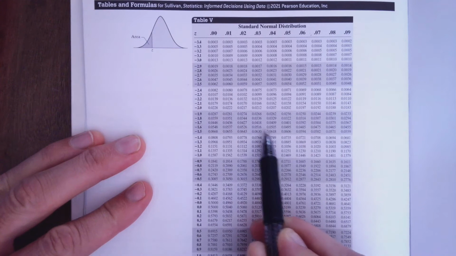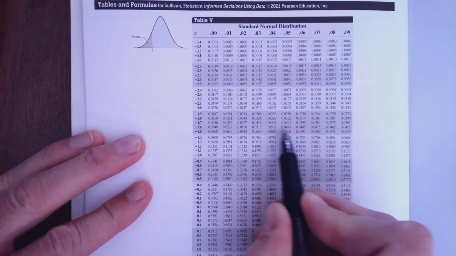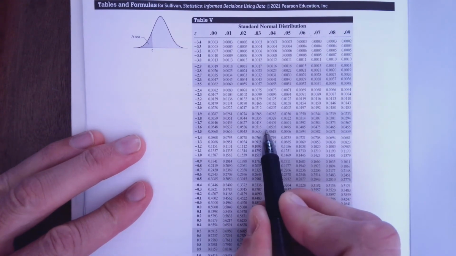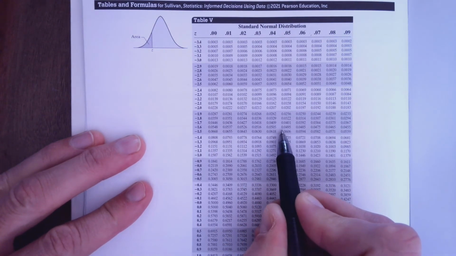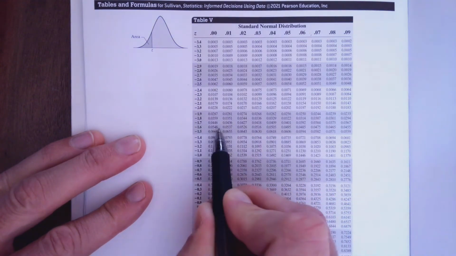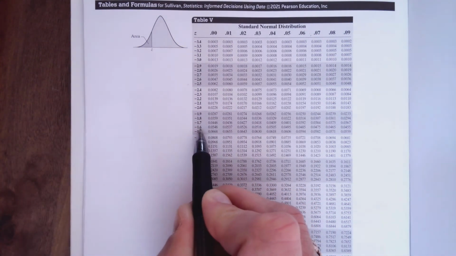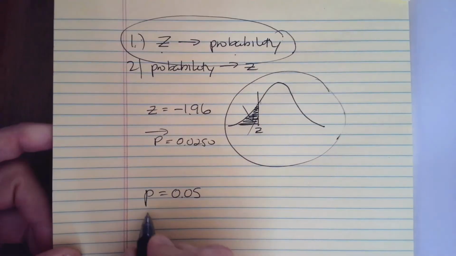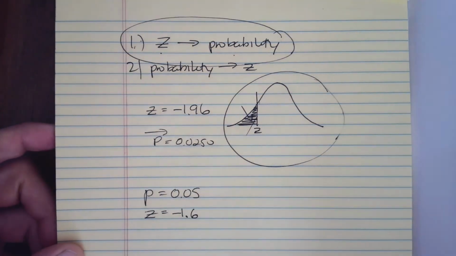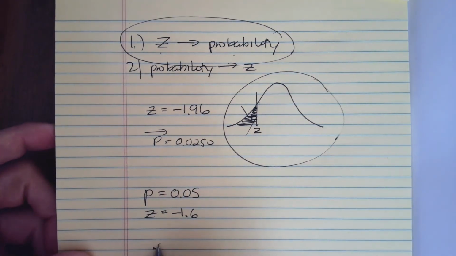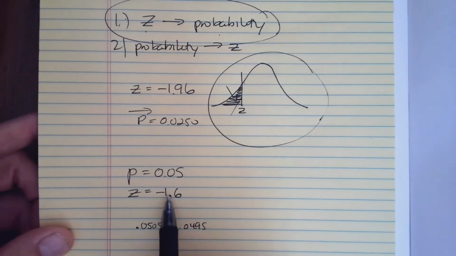At this point I see two values that are very close to the one I want. Here's 0.0505 and here is 0.0495. So this is in the row of negative 1.6. So I'm going to make a note here that z equals negative 1.6. And as far as the 0.0505 and 0.0495, the value that I want is actually right in the middle of those two. So let's see what the two column headers are.